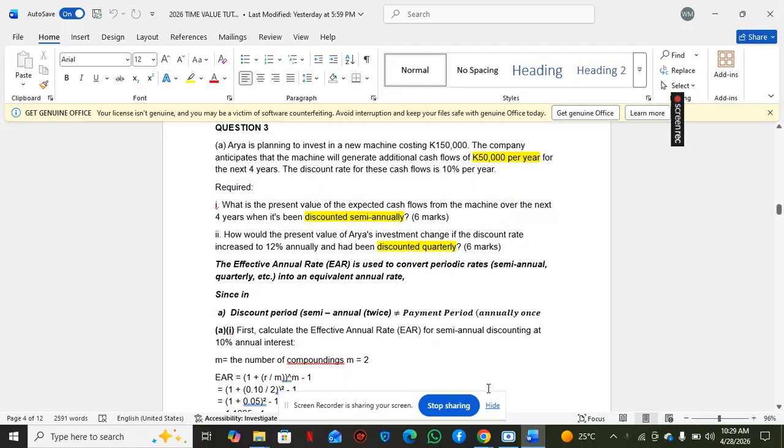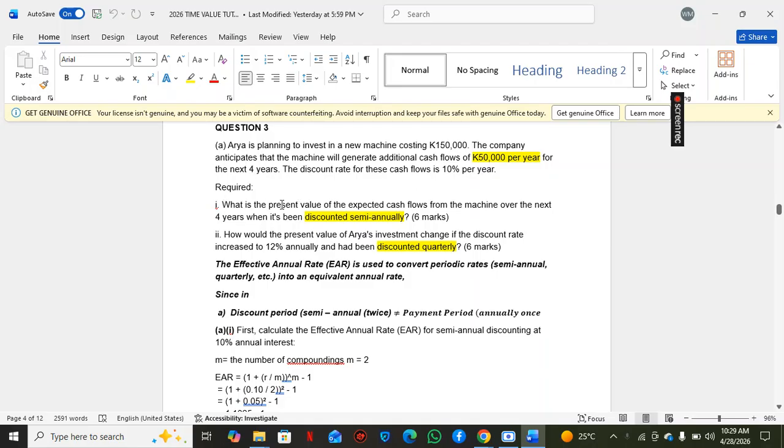Well, look at this question here. Aria is planning to invest in a new machine costing 150,000. The company anticipates that the machine will generate additional cash flows of 50,000 per year for the next 4 years. The discount rate for these cash flows is 10% per year.